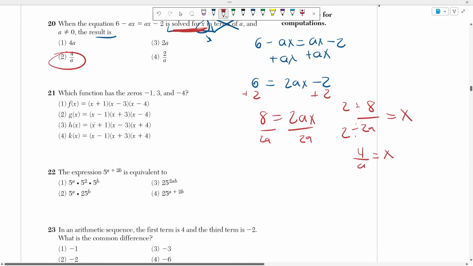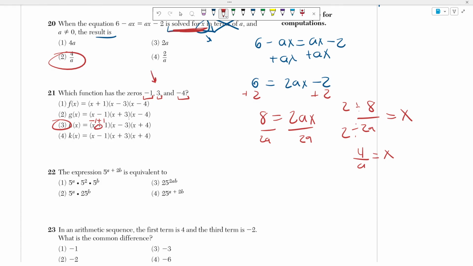Number 21 asks, which functions have zeros of -1, 3, and -4? AKA, when I plug in -1, 3, and -4 into these equations, which one of them is equal to 0 at all of these points? The correct answer for that is going to be choice 3. If I plug in -1, I'm going to have -1 plus 1 is equal to 0, and anything times 0 is equal to 0. So that makes this whole function 0.